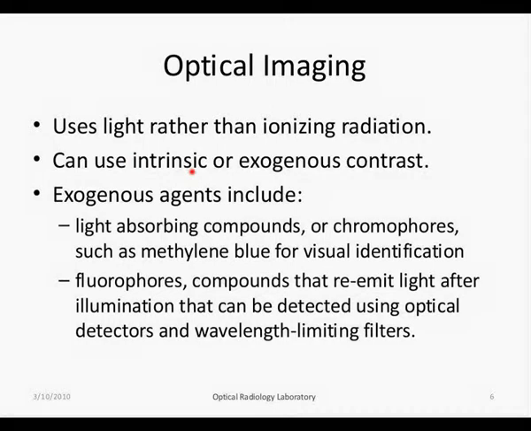Now, optical imaging uses light rather than the ionizing radiation, so it's safer to use in that respect. You don't have to deal with radiation safety problems, and it's not harmful to biological tissue in general. You can also use intrinsic contrast, such as protein absorption by the hemoglobin, other compounds or chemicals that are within the tissue normally, or you can use exogenous contrast agents that enhance the contrast, specifically when you're looking for physiologic events or molecular events for molecular imaging.